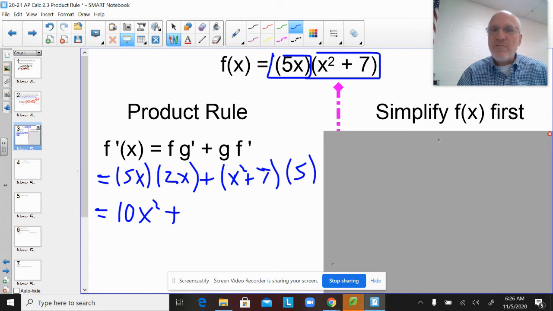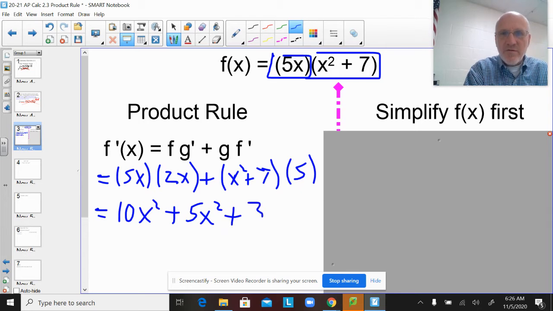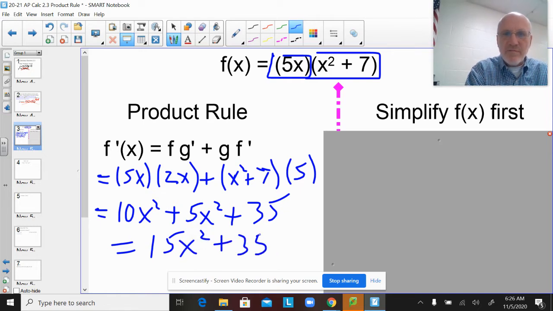And then here I have a distributive property: 5 times x squared is 5x squared, and 5 times 7 is 35. I have like terms. I end up with 15x squared plus 35. There's that derivative. Perfect. Nothing wrong with using the product rule in that example.